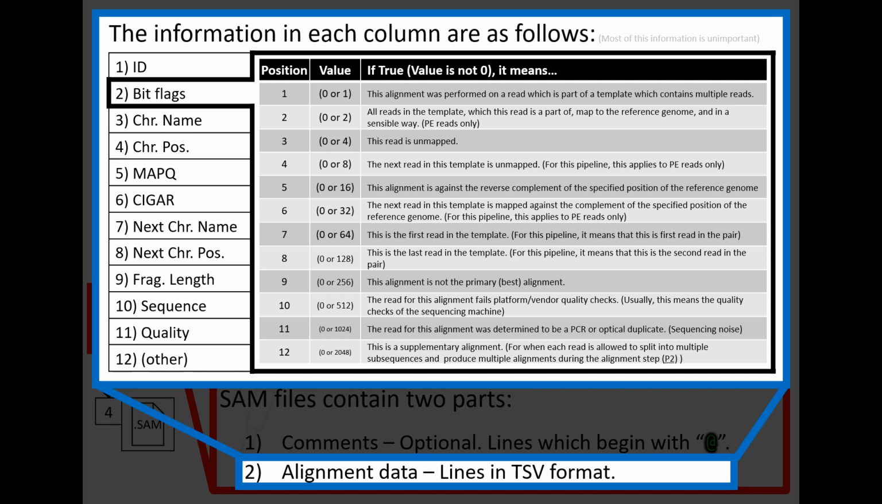The 10th flag indicates that the read for this alignment fails platform or vendor quality checks. The 11th flag indicates that the read for this alignment was determined to be a PCR or optical duplicate, also known as sequencing noise. The 12th flag indicates that the read obtained via sequencing was split up into 2 or more subsequences, and this is the alignment result for a non-primary subsequence. And that should cover it.